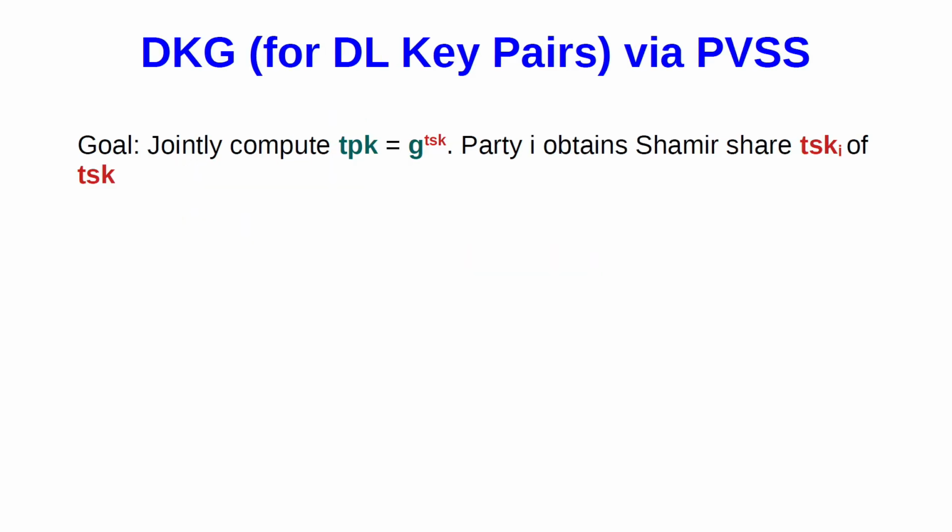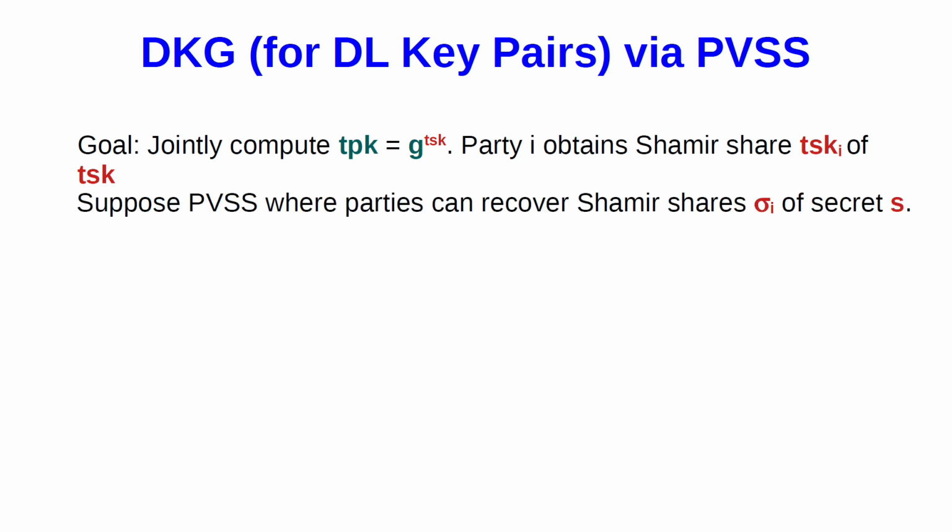I can explain, first of all, what is the goal for this distributed key generation. We would like that parties establish a common threshold public key of the form g raised to a threshold secret key. And then this threshold secret key should be shared among the parties. So parties should know Shamir shares of this key. So if we have a PVSS that allows to recover Shamir shares of a secret, then one strategy to implement this DKG is to have every party choose some random element, then share it with the PVSS.